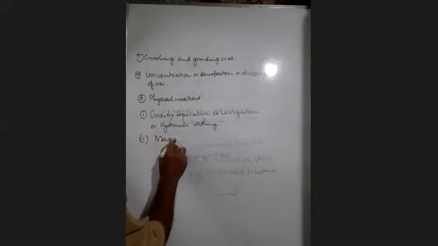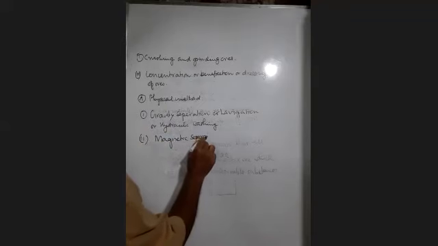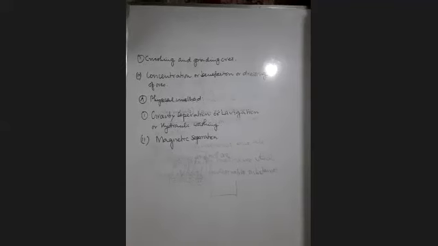Second one is called magnetic separation. Magnetic separation we hardly use. Why? In that case, either the ore or the impurities should have magnetic property. So in that case, what happens?